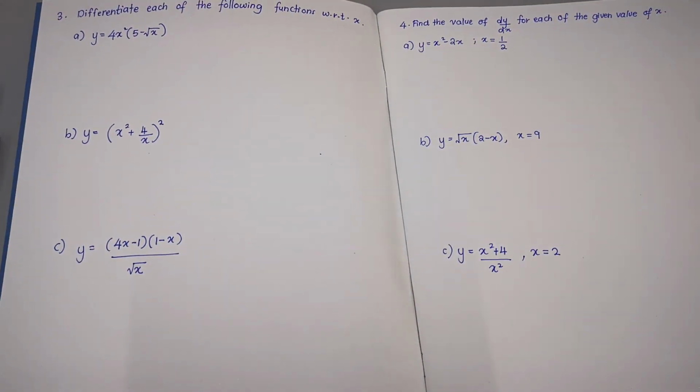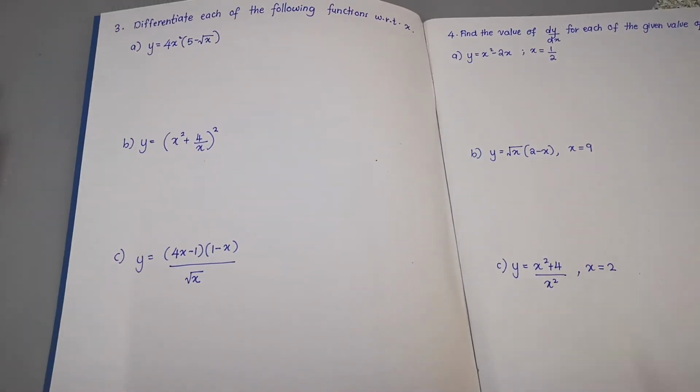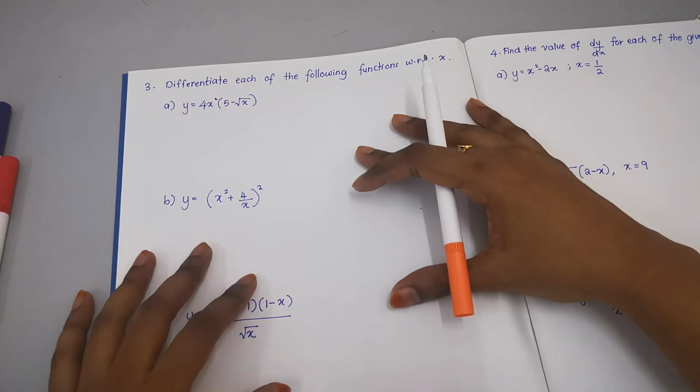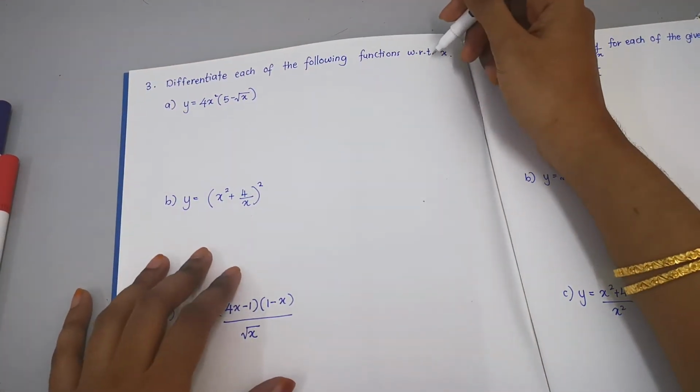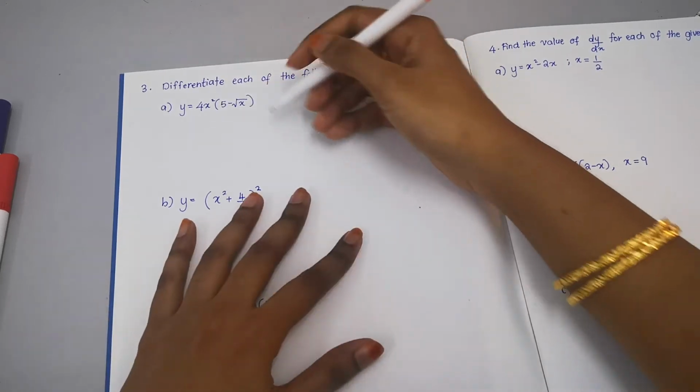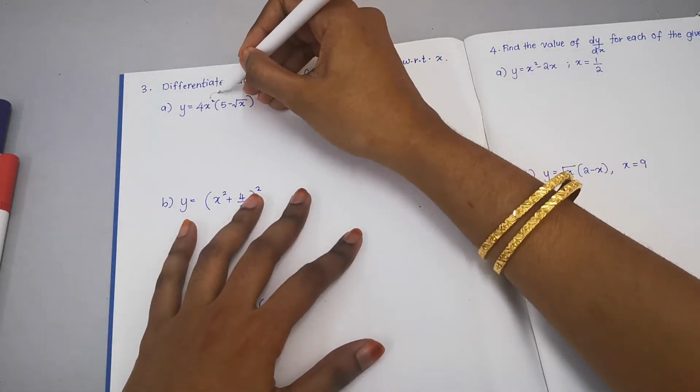Okay, now we move on to question 3. Differentiate each of the following functions with respect to x. WRT is with respect to. So when you see this kind of function, first what you do, you just times in.